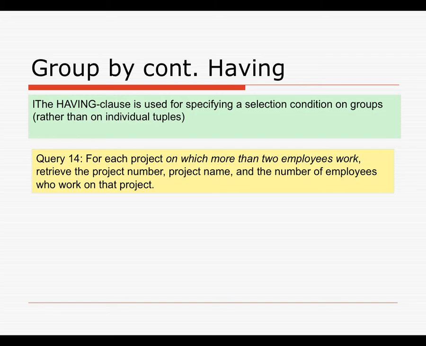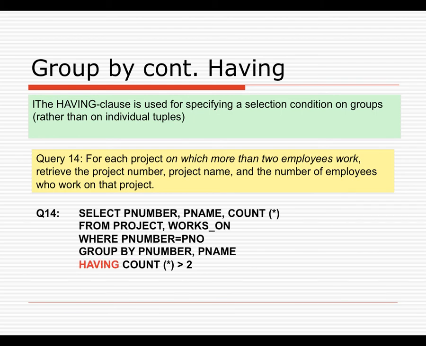You can also use a having clause. Now, the having clause is used to specify a selection condition on groups rather than individual rows. So for each project on which more than 2 employees work, I'm going to want to have the project number, project name, and the number of employees who work on that project. This is a very common query for me because I'm going to want to see which projects require larger staff.